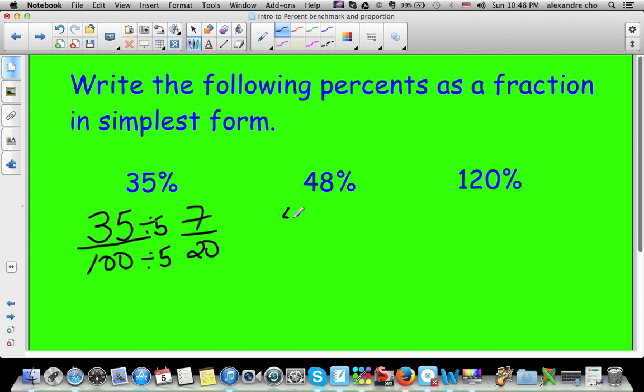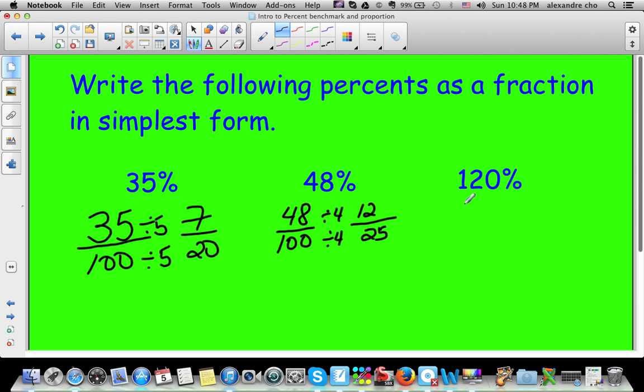48% means 48 for every 100, 48 out of 100, and that's how we write it as a fraction. You can divide this by, let's see, 4. Divide this by 4, you can get 12 on top. Divide by 4 at the bottom, you get 25 at the bottom. 12 out of 25. So 48% can be written as a fraction as 48 over 100 or 12 over 25. If you didn't divide it by 4, you probably divided by 2. You got 24 out of 50, which can then be simplified to 12 over 25.